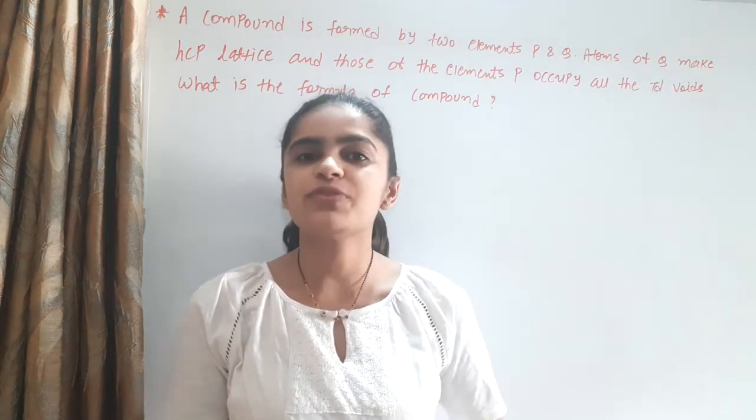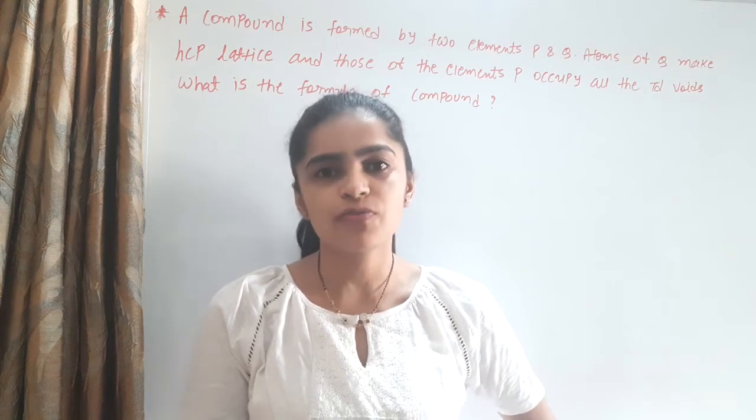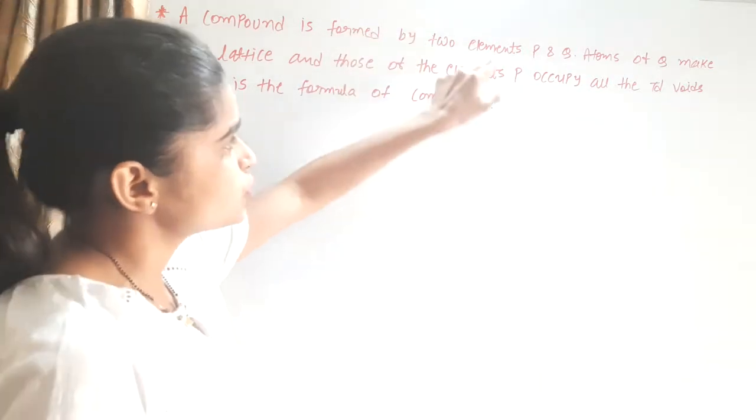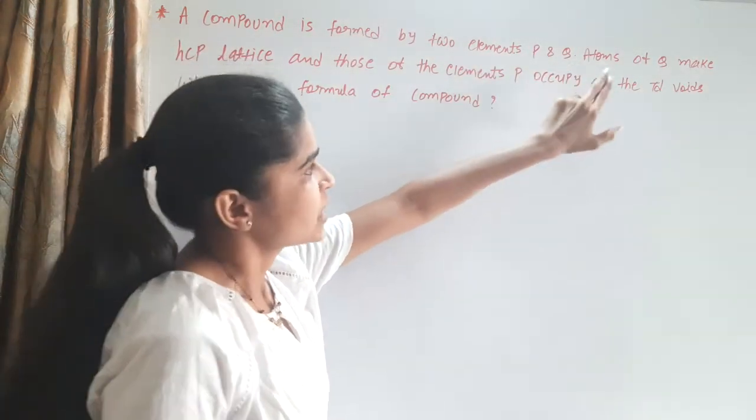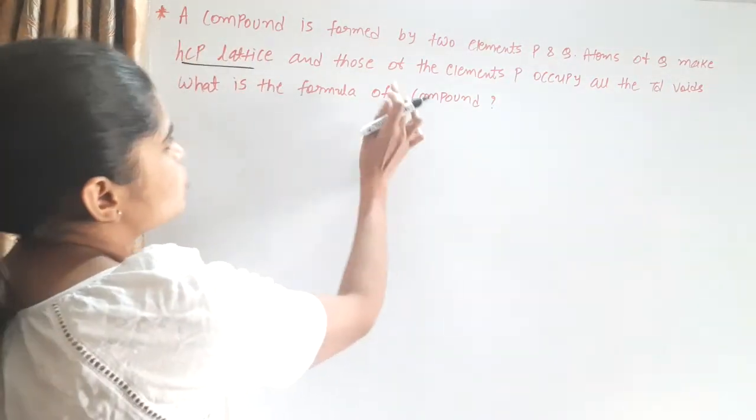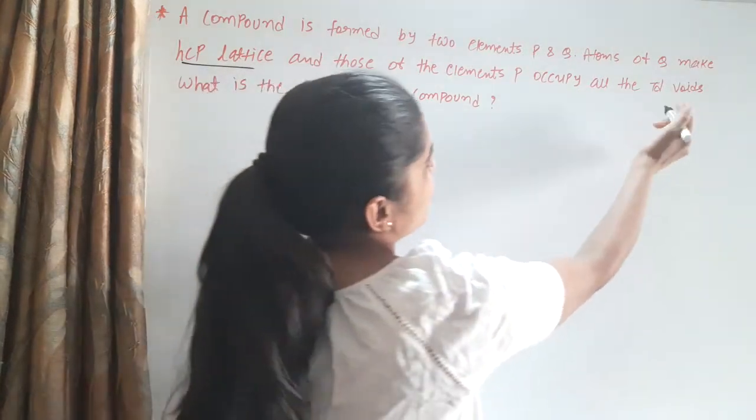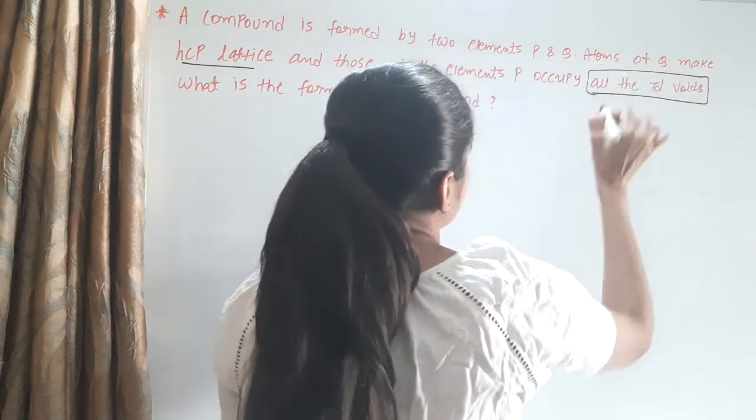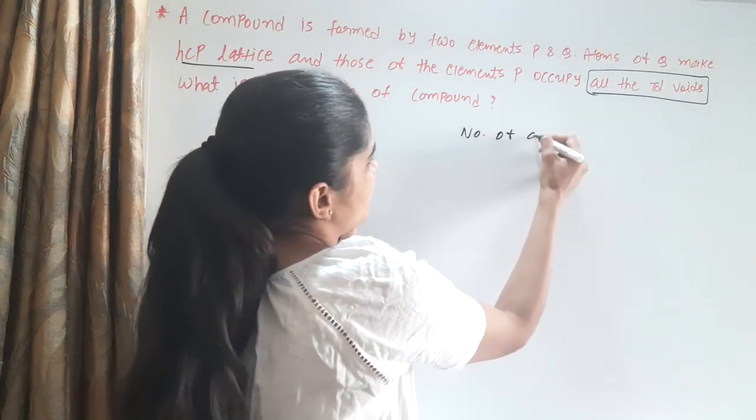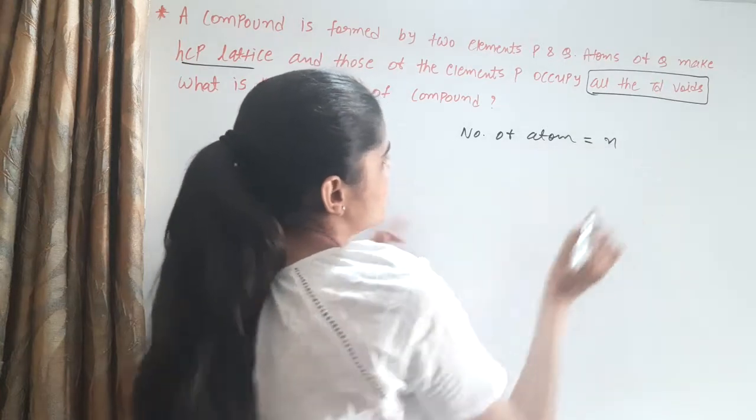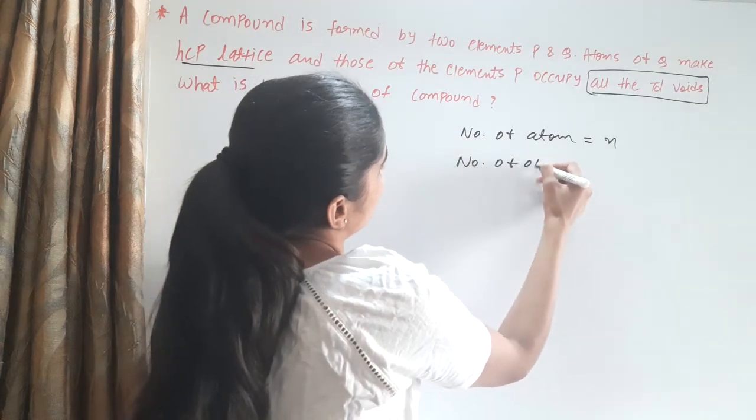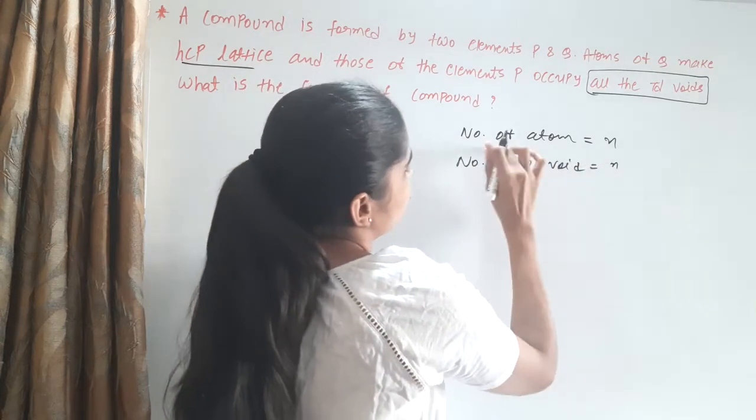Here we will discuss different types of examples based on the formula of a compound. In the first example, a compound is formed by two elements P and Q. Atoms of Q make an HCP lattice and those of element P occupy all the tetrahedral voids. In the previous lecture, we discussed the number of atoms present in the unit cell, for example n. So the number of octahedral voids is equal to the number of atoms in the unit cell.